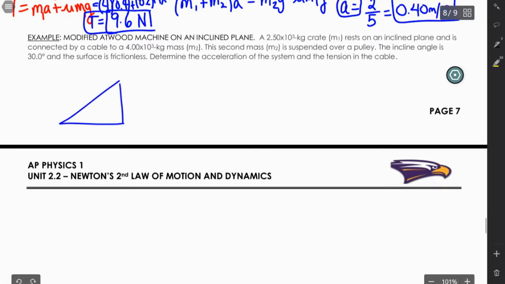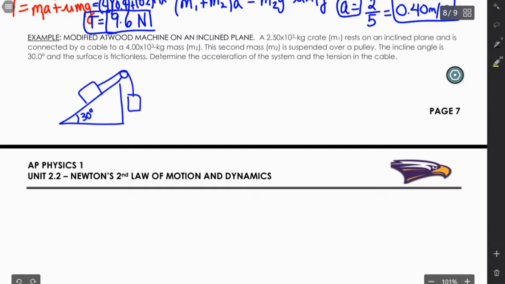All right, so we're going to have a 2,500 kilogram crate resting on an inclined plane, connected by cable to a 4,000 kilogram mass. The second mass is suspended over a pulley. The incline is 30 degrees, and the surface is frictionless. Determine the acceleration of the system and the tension in the cable. So here's our situation.